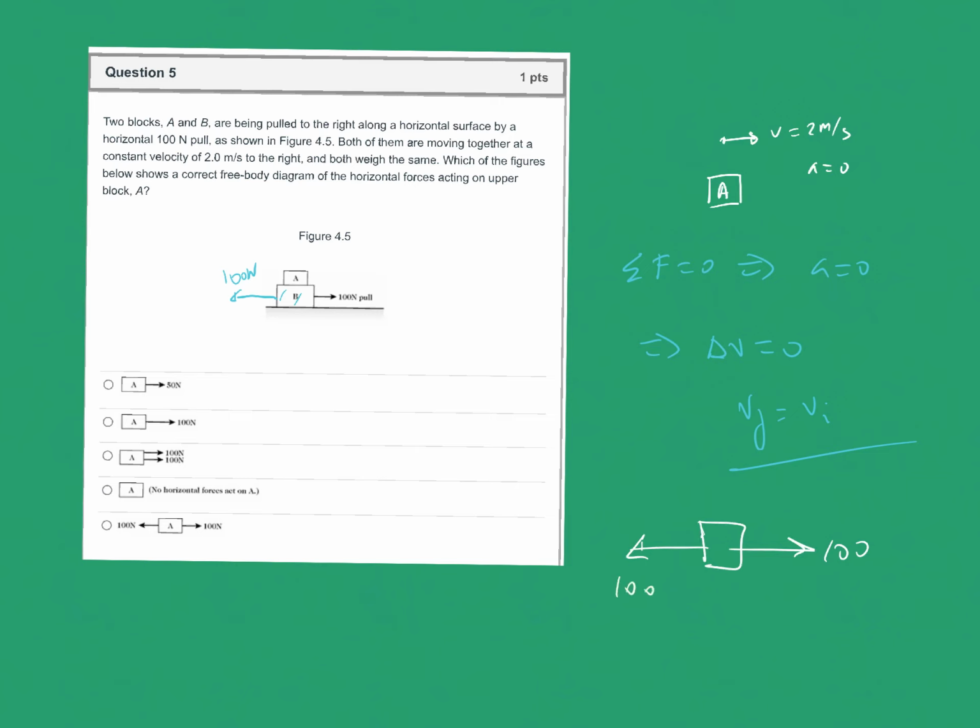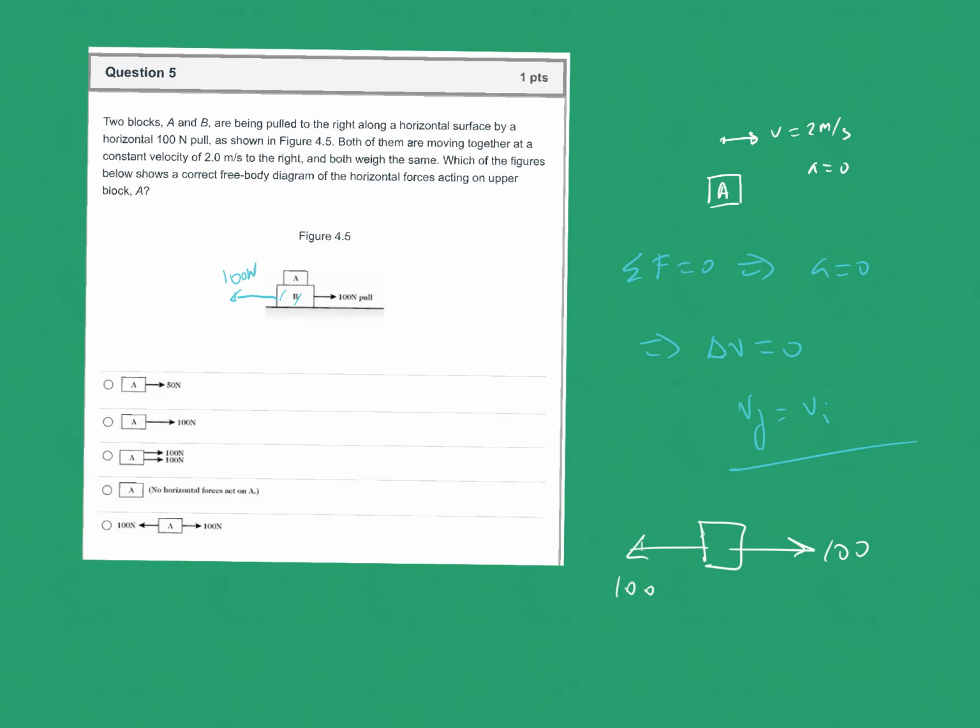Now, the body A, here is the body A, is moving with constant velocity. So if it's moving with constant velocity, the acceleration is zero. If the acceleration is zero, it means that it has either two forces that are opposite to each other in a way that the sum of all the forces is zero, or it doesn't have any force.